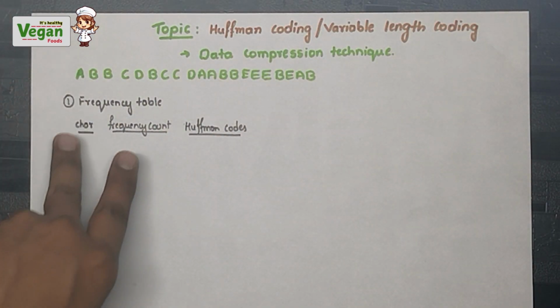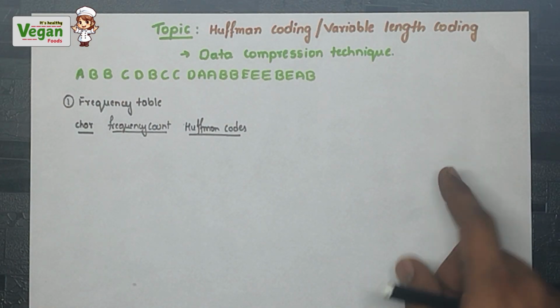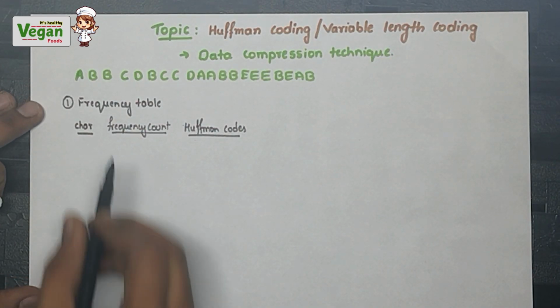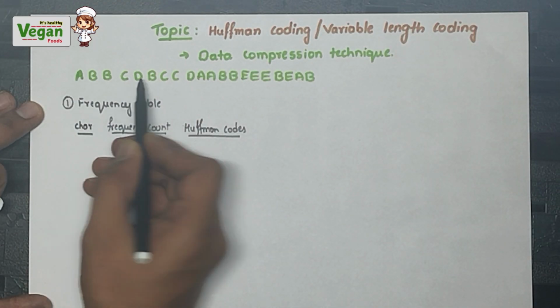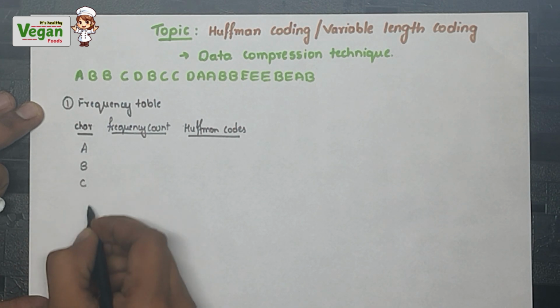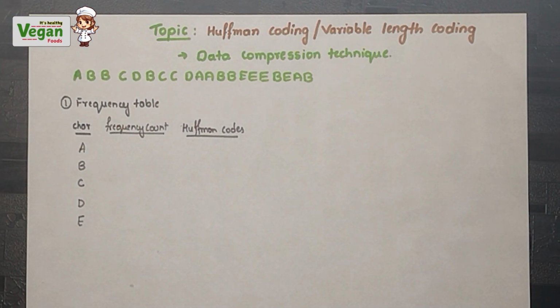After writing these two columns, we will jump to the second step. After the second step, we will fill in the Huffman codes right here. Now, what are the characters that are used in the given frame? A is used, B is used, C, D, E. So A, B, C, D and E are used. Now write the frequency count, that is, how many times the characters are repeated.